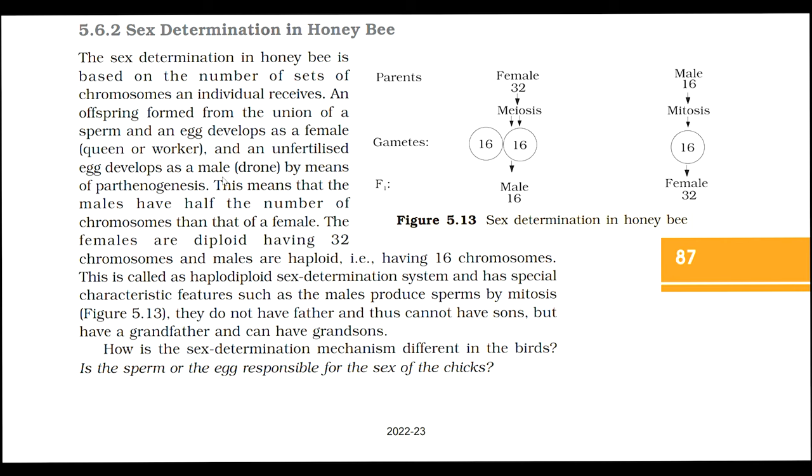This means that the males have half the number of chromosomes than that of a female. The females are diploid, having 32 chromosomes, and males are haploid, that is, having 16 chromosomes. This is called the haplodiploid sex determination system and has special characteristic features such as the male produces sperm by mitosis, which is given in figure 5.13. They do not have a father and thus cannot have sons, but have a grandfather and can have grandsons.